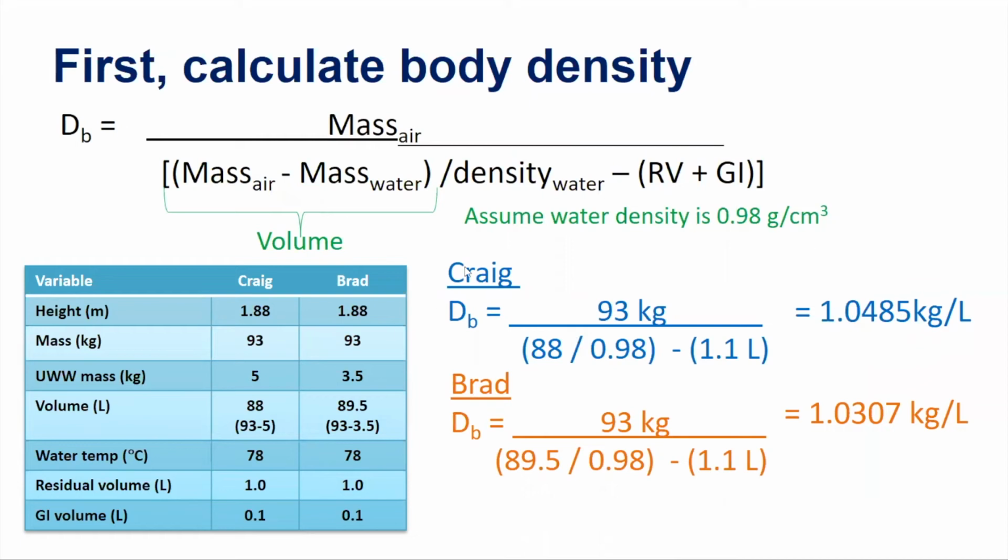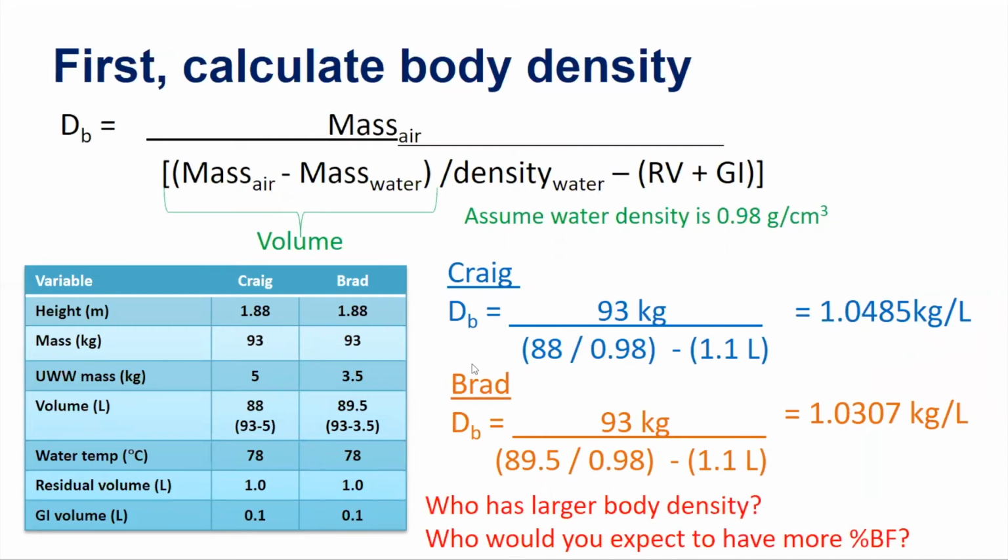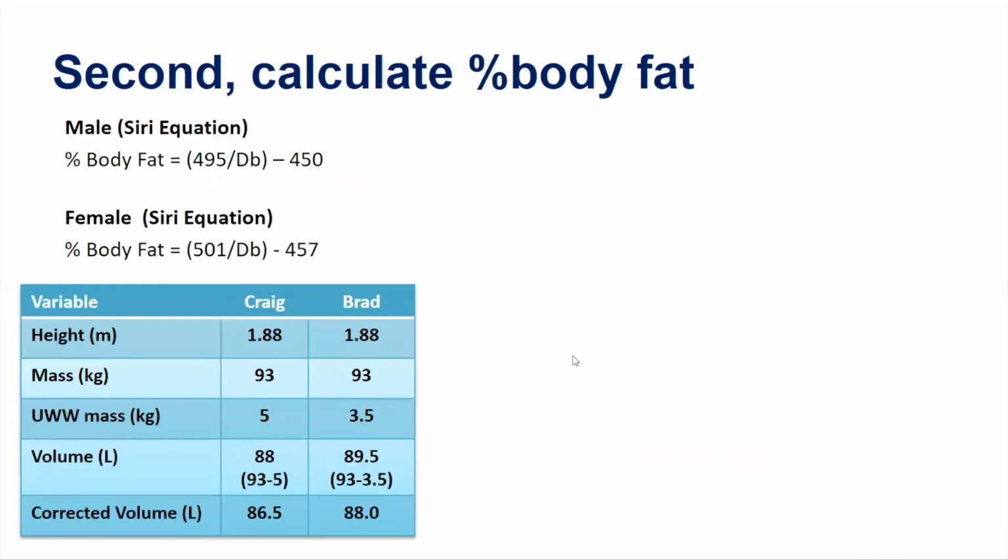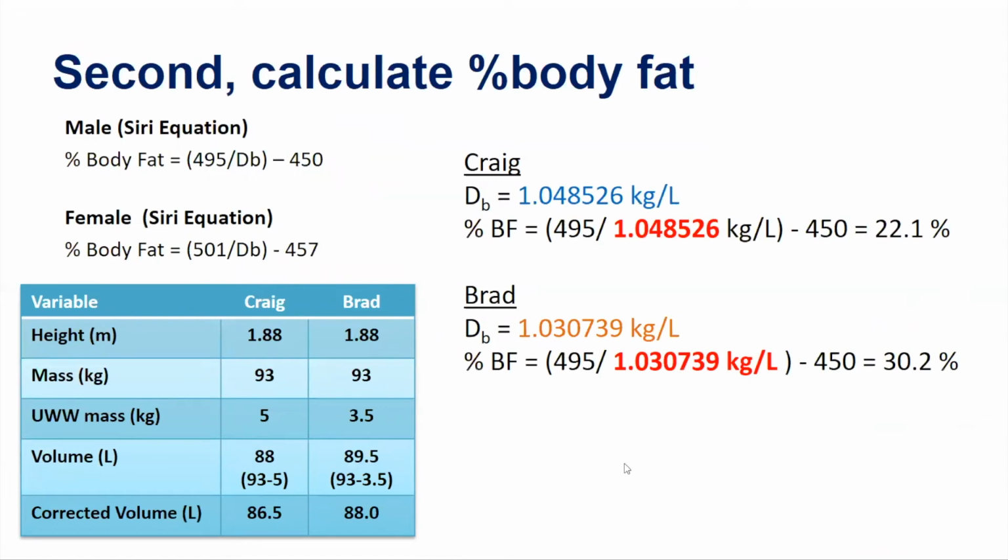Okay, so once we have the body density, now we can plug it into the percentage of body fat equation. So who has a larger body density? Craig does. So who would have more percentage of body fat? Brad would. Okay, so now we can plug into the Siri equation. We're assuming they're both Caucasian and they're male, so we're going to use the appropriate equation. And we can conclude that Craig has a percentage of body fat of 22.1 and Brad has 30.2% body fat.